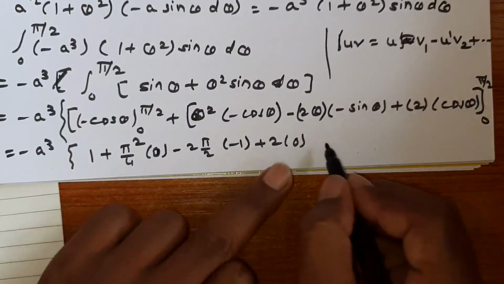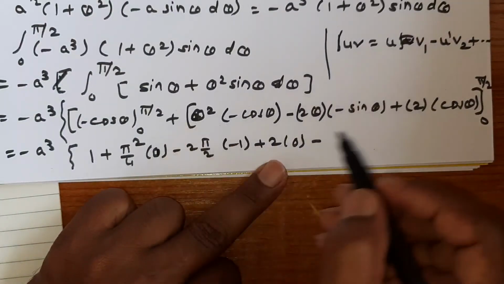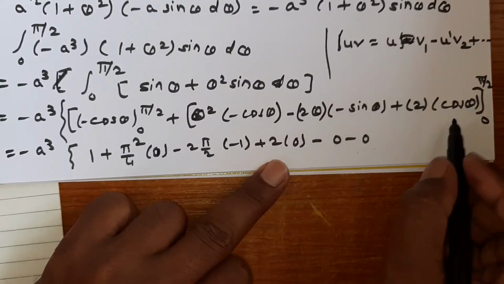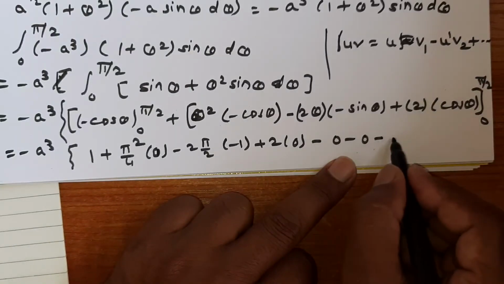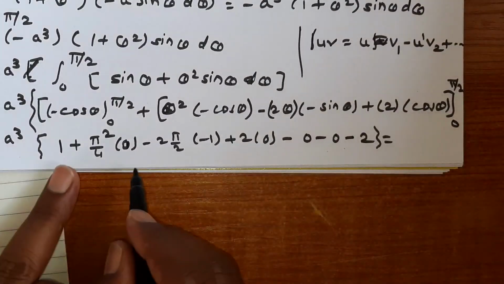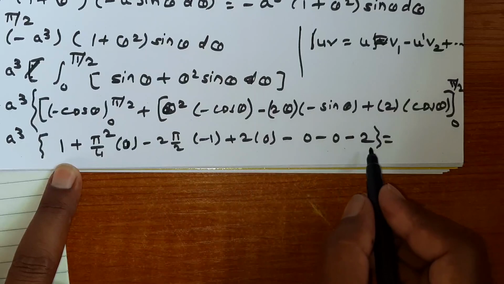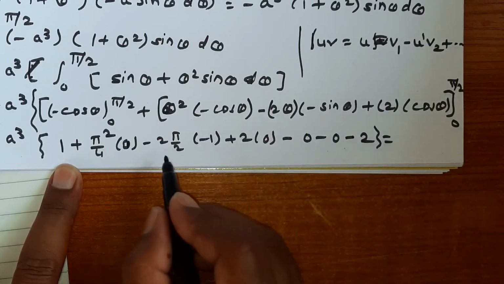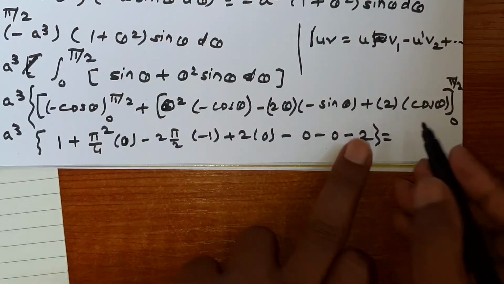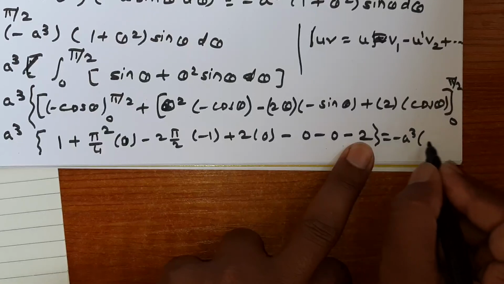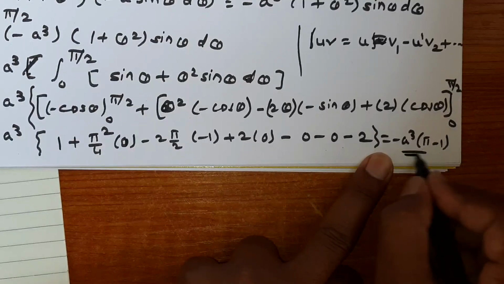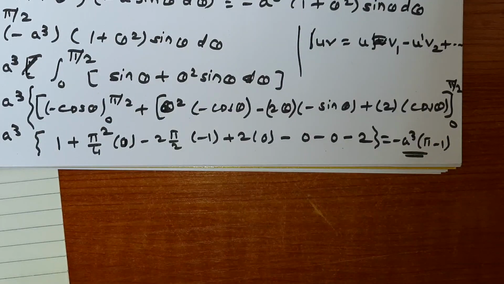So it is 0. Minus lower limit. Lower limit, this is 0, sin 0 is also 0, so no problem, 0. But cos 0 is 1, so minus 2. So your answer is: here 1 remains, here minus 2 remains, means minus 1. And here pi remains, 2 gets cancelled, pi. So minus a cube into pi minus 1. This is your answer. So in this way we can solve the problem.